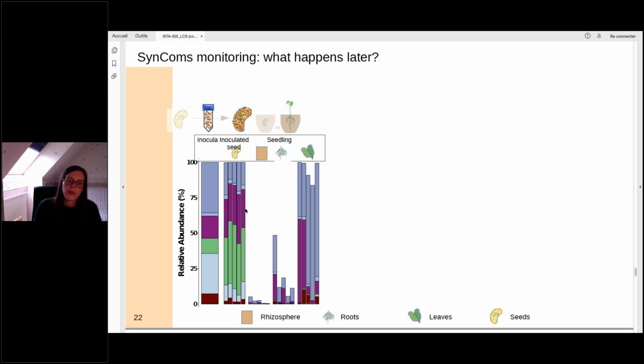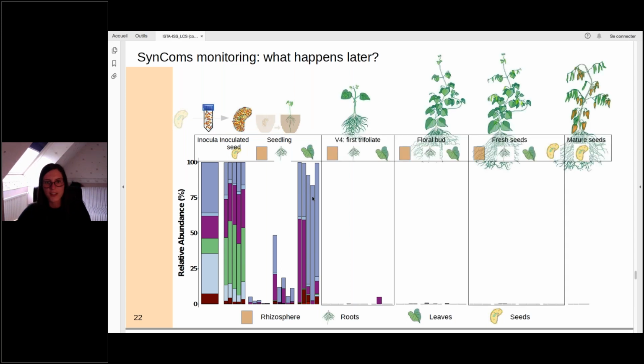Compared to previously, we also have the information now that the taxa we inoculated are mainly found in the leaves, in the aerial part of the seedling. Now let's look at further developmental stages. So first, trifoliate, floral bud, fresh seeds, and mature seeds plants. So always for the common bean.